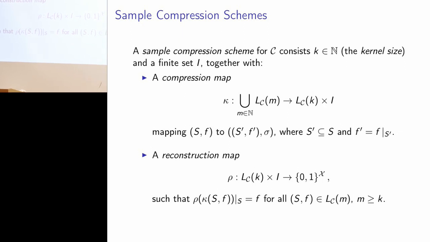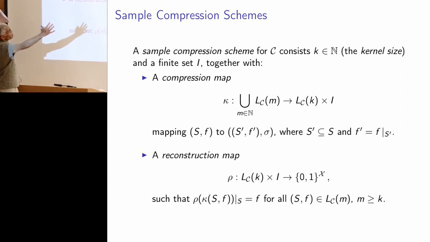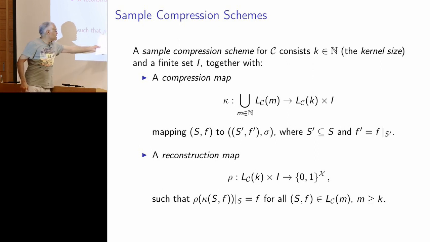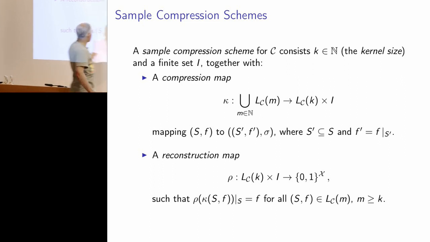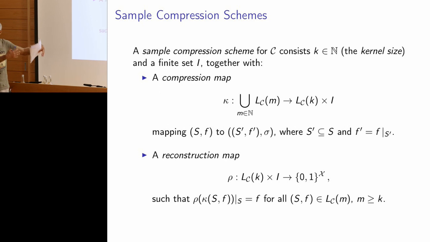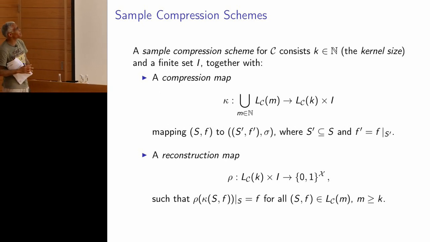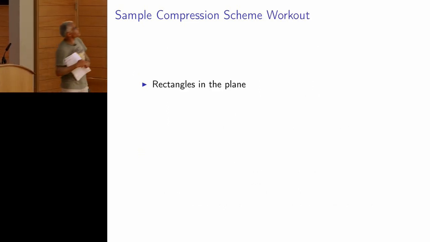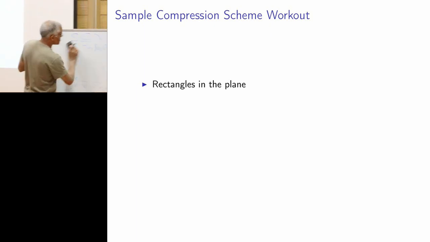And it's a sample compression scheme if, when I take a big sample, and I compress it using kappa, and then I reconstruct it using rho, I get a function like this. When I restrict to S, I get back the labels of my original sample. That's what a sample compression scheme is. So I think to understand this, we need to see an example. So let's go to the rectangles in the plane example.